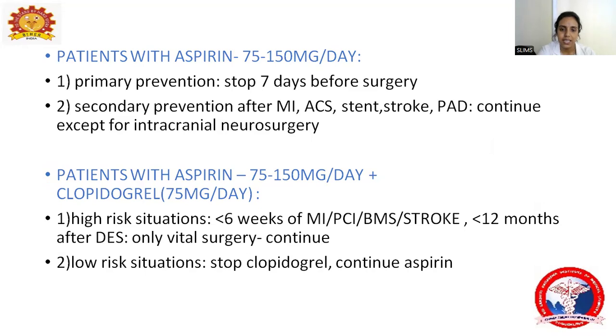When the patient is taking aspirin plus clopidogrel, 75 mg per day, if it is a high risk situation, which is less than 6 weeks after MI, PCI, a bare metal stent, or a stroke, or less than 12 months after a drug-eluting stent, only for vital surgery, we will continue clopidogrel. Otherwise, in a low risk situation, we have to stop clopidogrel and continue aspirin.